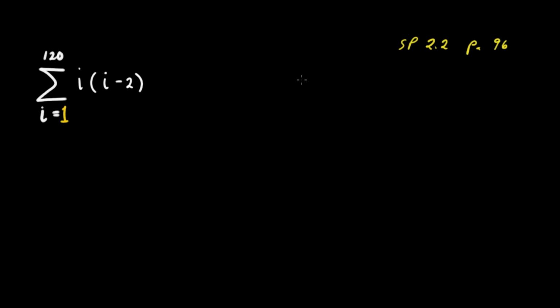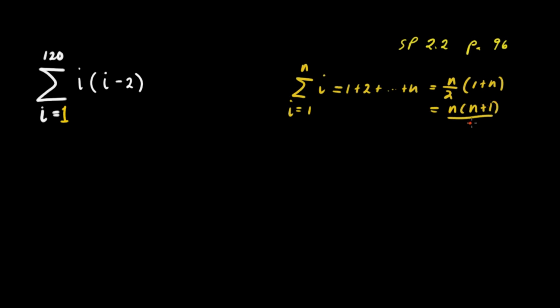For instance, the summation of i from i equals 1 to n. This is equivalent to 1 plus 2 plus up to n. And using the formula for arithmetic series, we know that the formula for this is n over 2 times 1 plus n. Or we can write this as n times n plus 1 over 2.